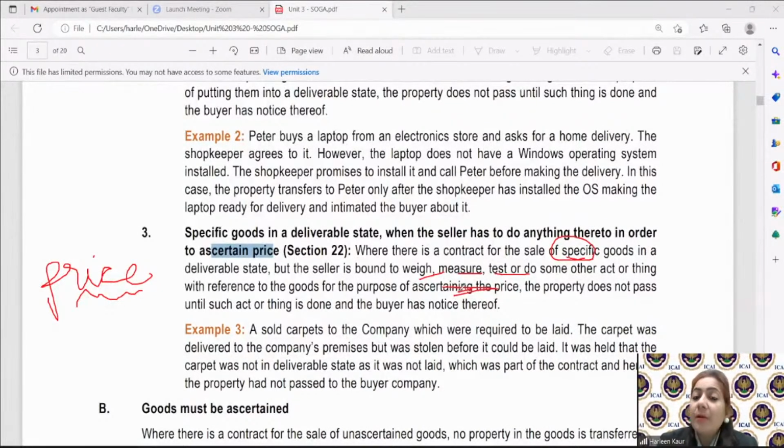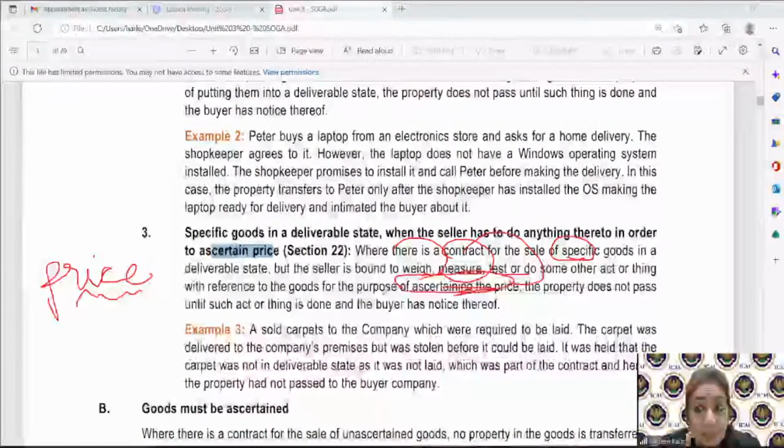Once he has informed you and you've agreed to pay the price, then only the sale of goods, that is the property, gets transferred from the seller to the buyer. So where the seller has to do such weighing, measuring, testing in order to find the price of the goods.